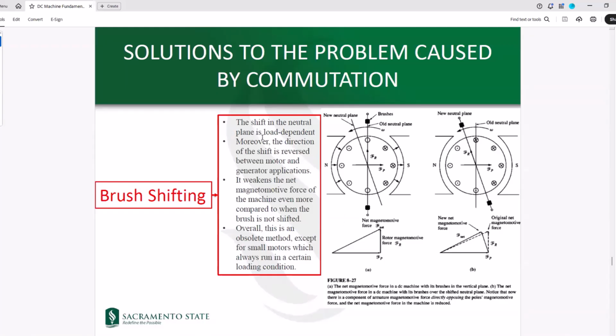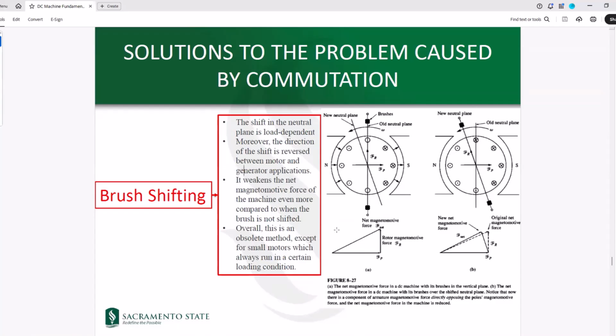So this is not an ideal solution, because somebody needs to sit there all the time and shift the brushes in a load dependent way, and load can change all the time in operation. Also, we know that the direction of the shift of the neutral plane is reversed between motor and generator applications. In most applications, we can use the machine both as a generator or as a motor. So depending on which we are using, we need to pay attention to how we're shifting. That's another thing that we need to care for.